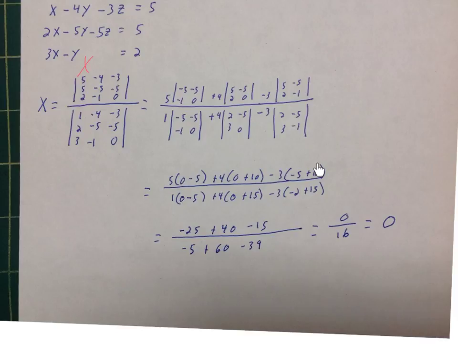Similarly, I do the top. Now I just do the arithmetic. It comes out 0 over 16, and that's 0.